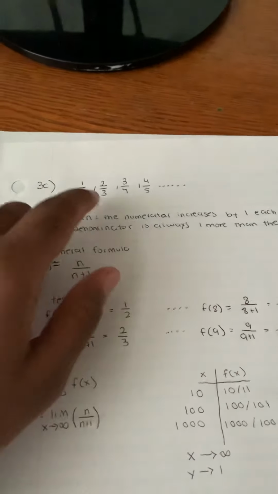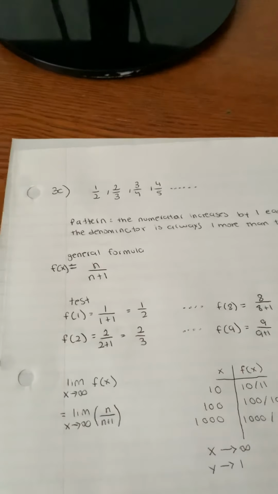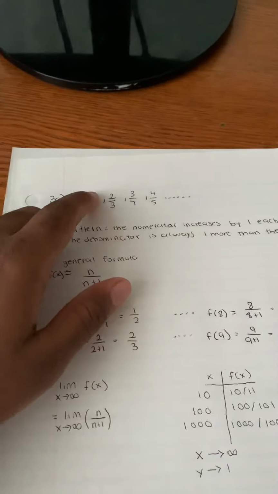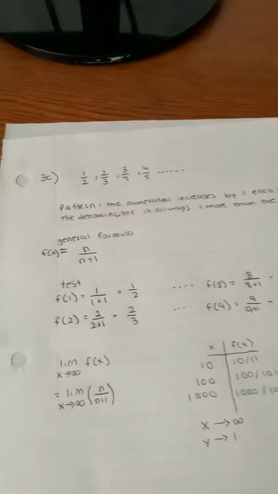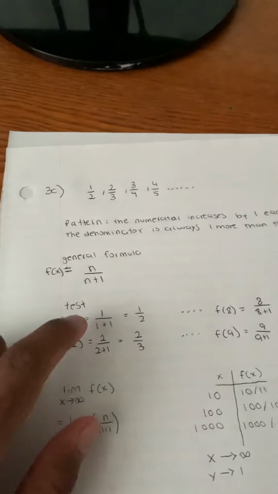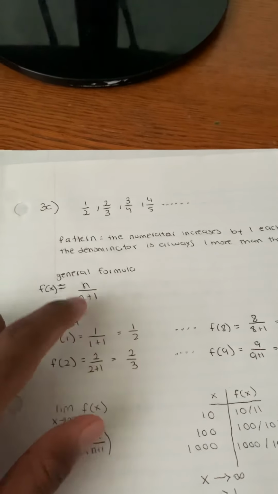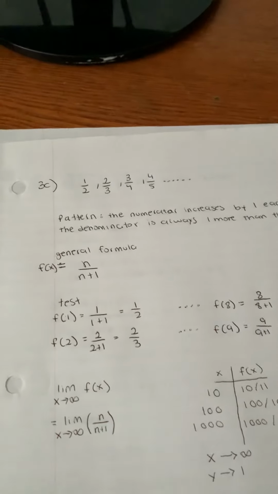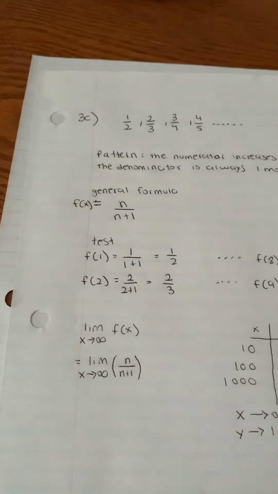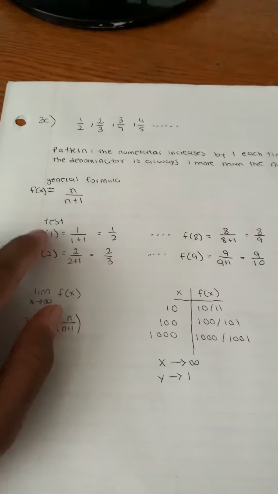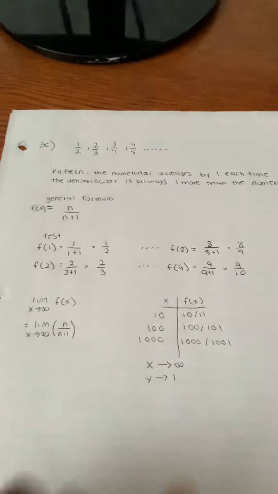I noticed that the numerator changes according to each term number: 1, 2, 3, 4. First term 1, second term 2, third term 3. And I noticed that the denominator is always 1 more than the numerator. So I used n to represent the numerator, and n plus 1, since the denominator is always 1 greater than the numerator, as the denominator in the formula. I tested it with 1, 2, 8, 9, and I did in fact get these values.